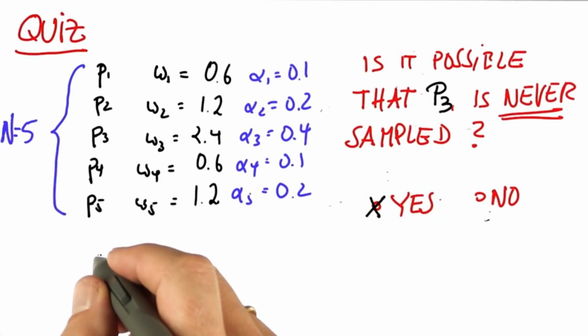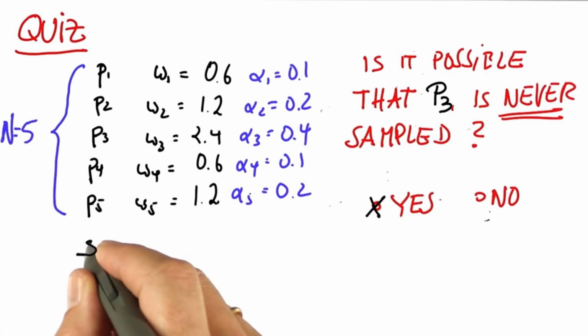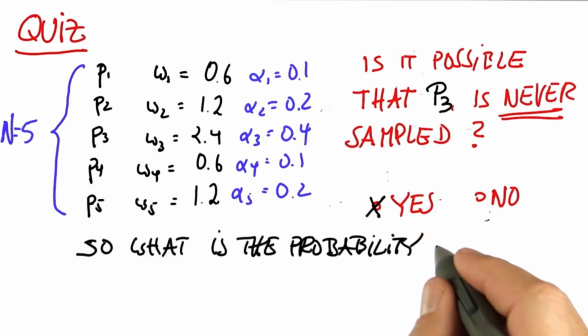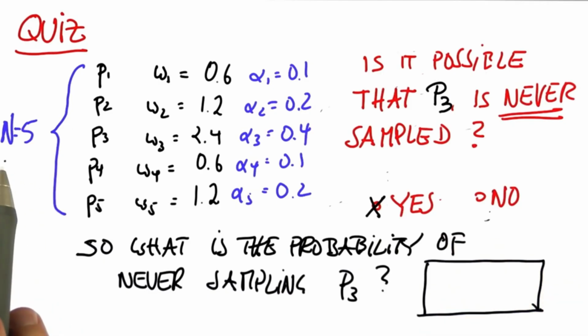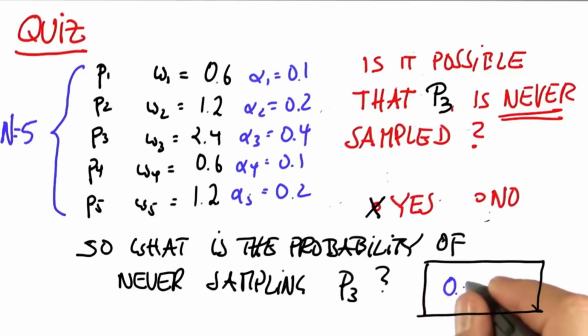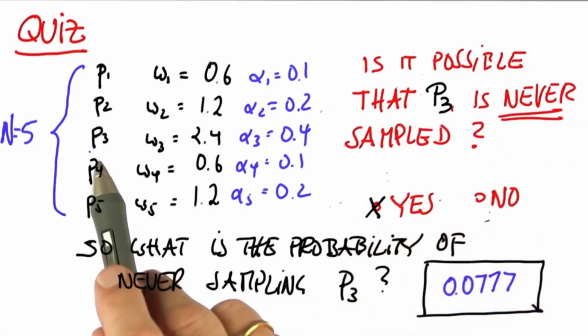So I want to ask you a tricky question, and maybe you can calculate this. What is the probability of never sampling P3? To answer this question, assume we make a new particle set with n equals 5 new particles, where particles are drawn independently and with replacement. And the answer is 0.0777 approximately.